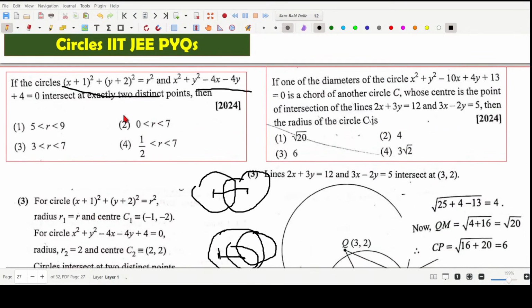Okay. Using these two conditions, tell me what is the correct answer?